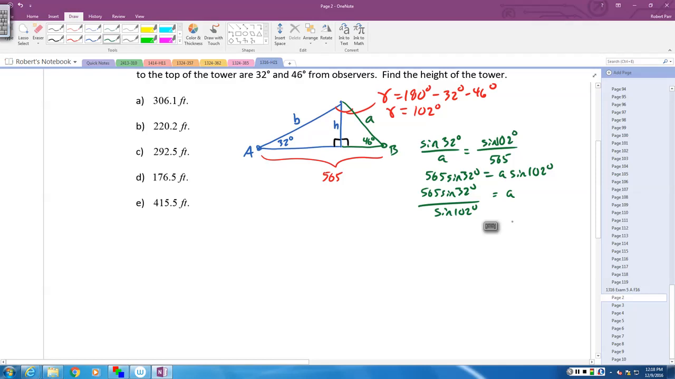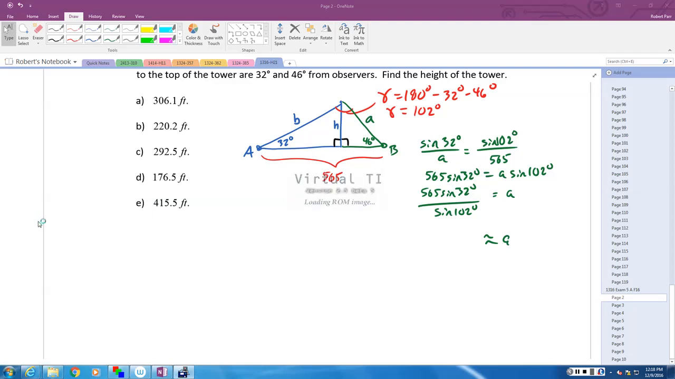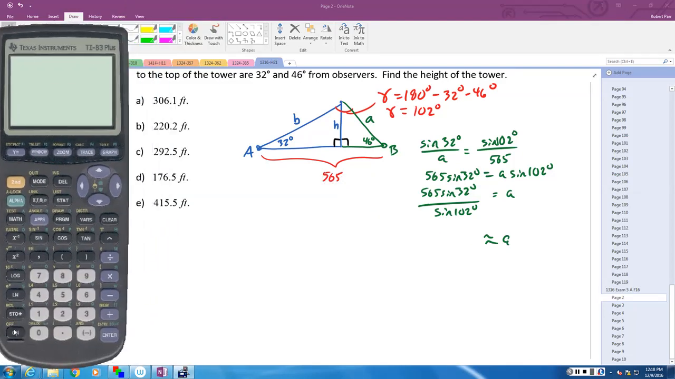Whatever I get for A, fantastic. I'll approximate it for you. I'll put it in the calculator. I got 306.1. I believe you. That's right. I just want to show everybody how we're putting it in. 565 sine of 32 divided by sine of 102. Now I need to make sure that I'm in the right mode. I'm not. Somebody's changing my mode up on me. 306.1. Now I'm not going to use that approximate value. I'm going to use that exact value when I solve for H.